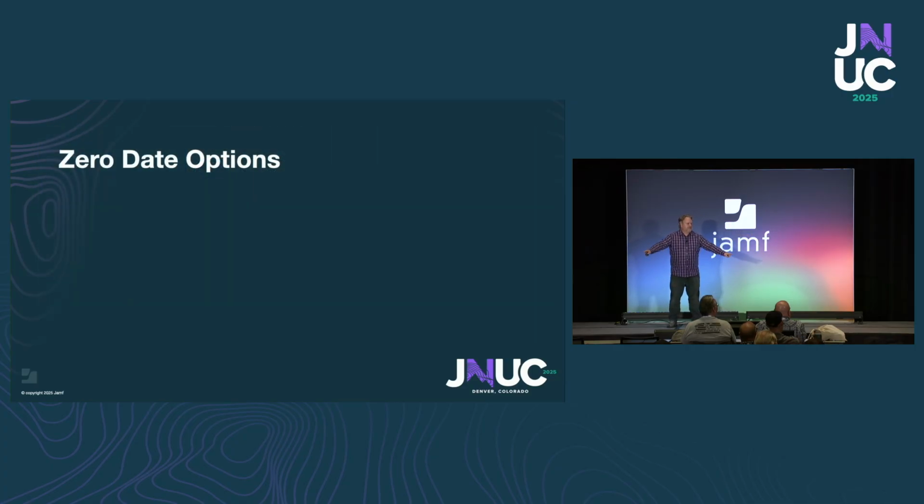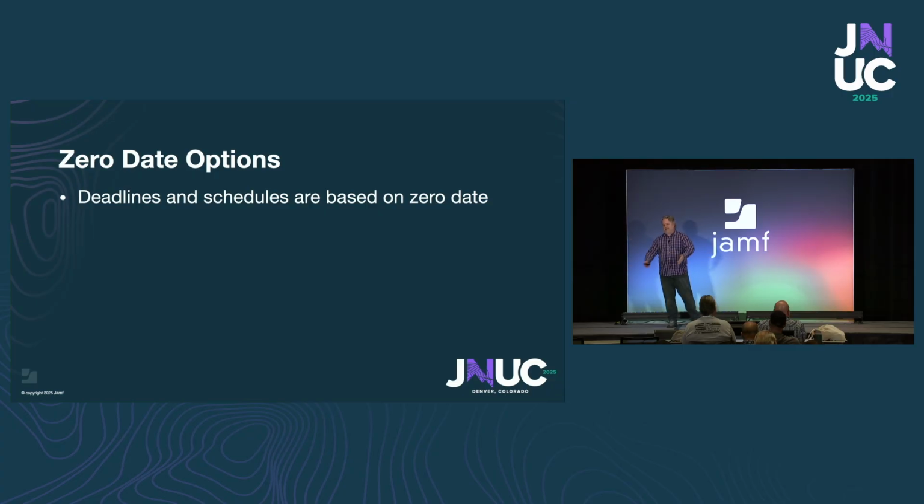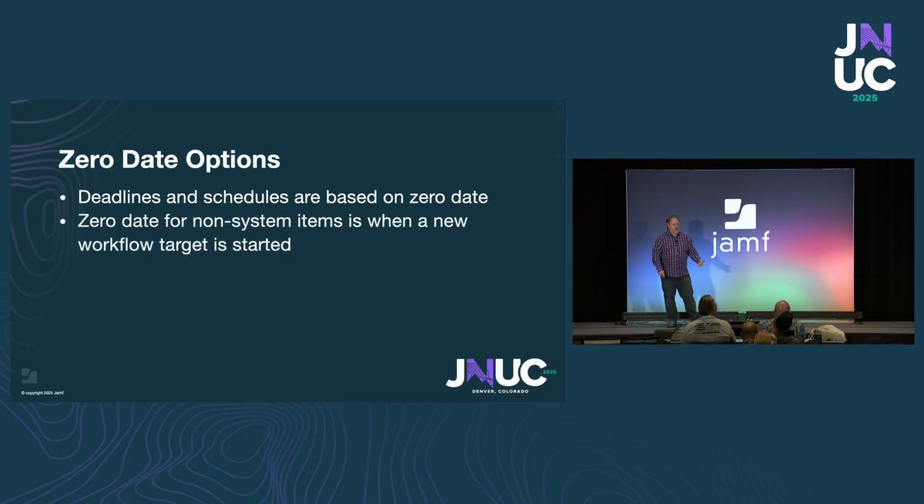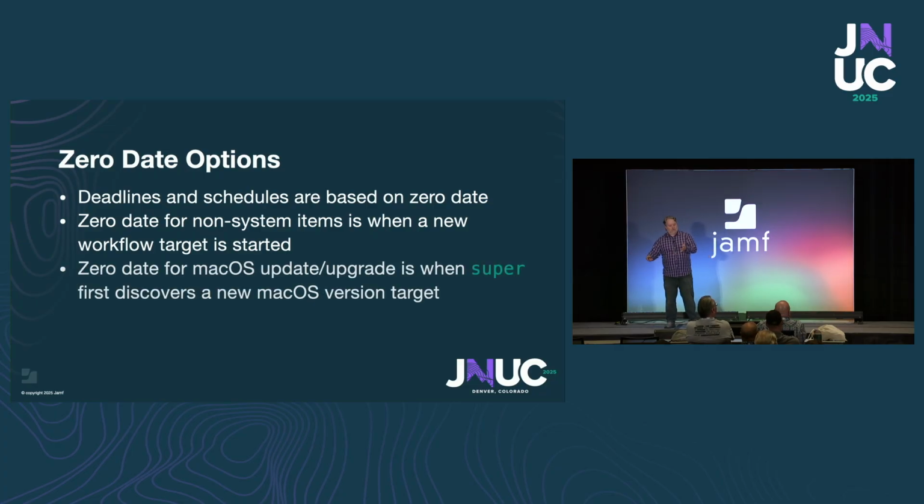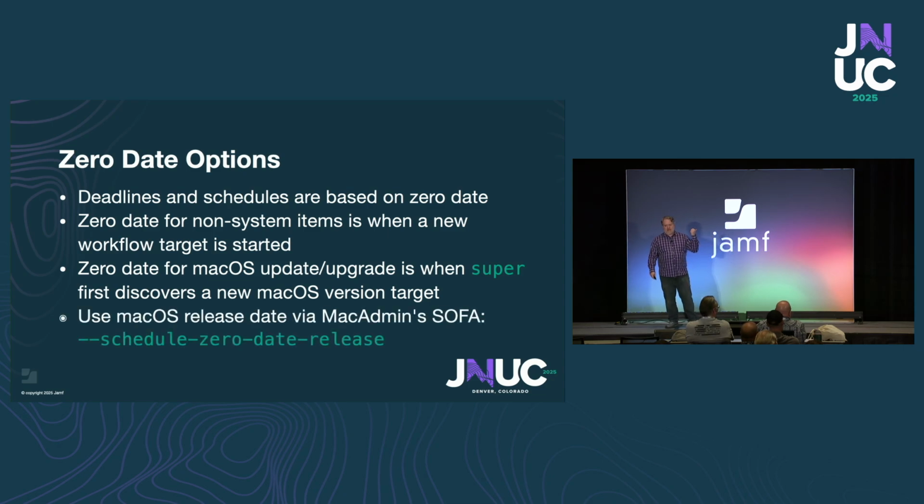Moving on. So, concept of zero date. Zero date's basically when Super decides, well, that's the beginning of a workflow, right? So all your deadlines and schedules are based on this because we have to have a starting point. So for non-system items, it's whenever you started the workflow. For macOS upgrades or updates, it's whenever Super found it. Unless you use this one right here. I love this one, Mac admin SOFA feed. If you tell Super this, it will go look at that feed, and based on the target of the OS that you're targeting, it'll make that the zero date, which is pretty cool.